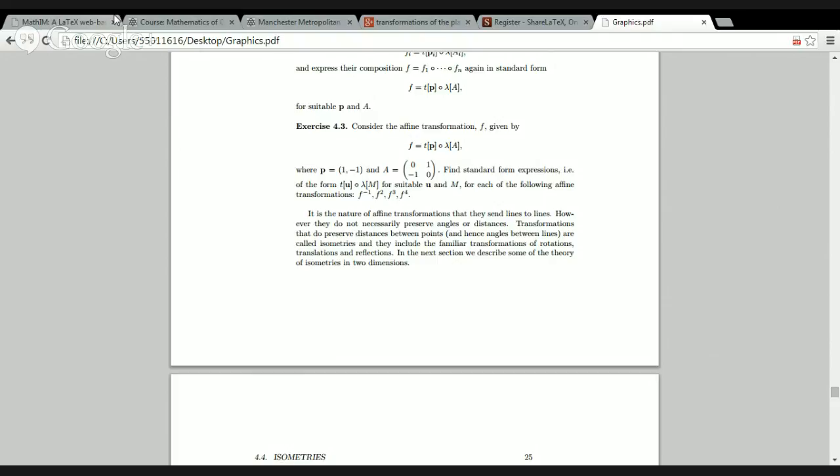So overall, that equation is saying the distance between the images of f after g is the same as the distance between the arguments. So that's saying that f after g is an isometry.